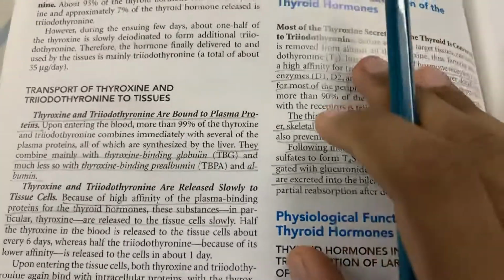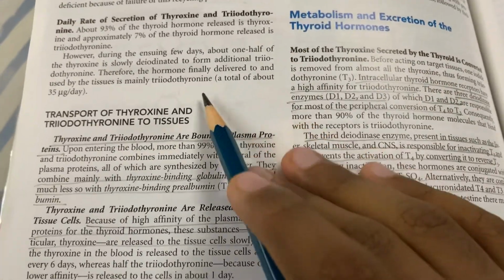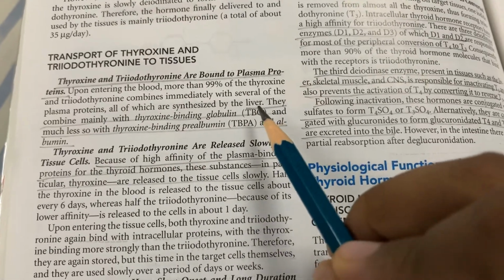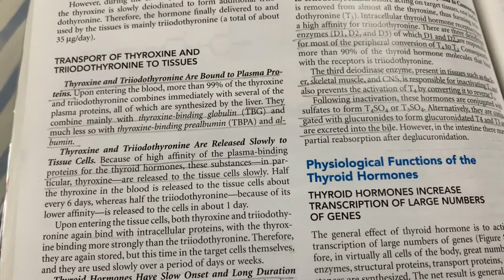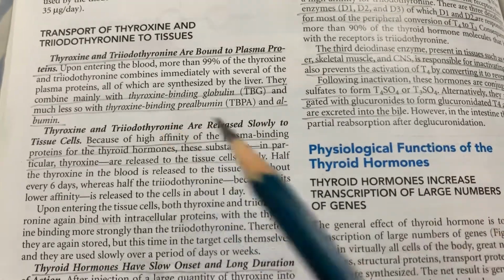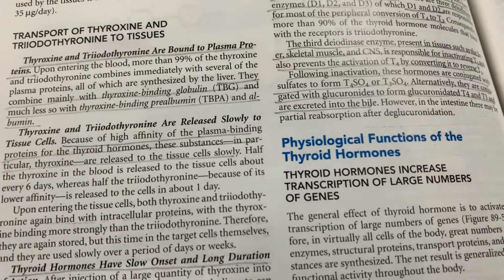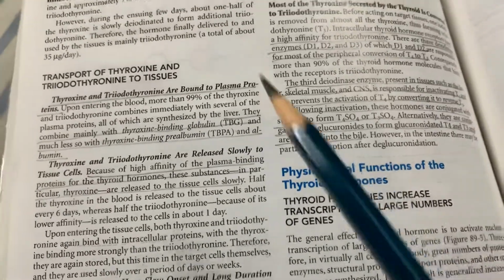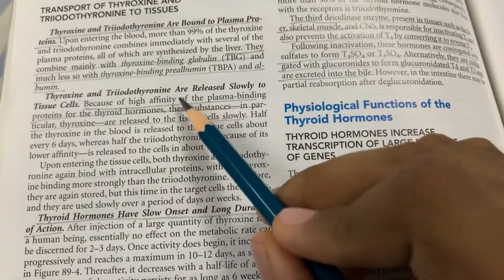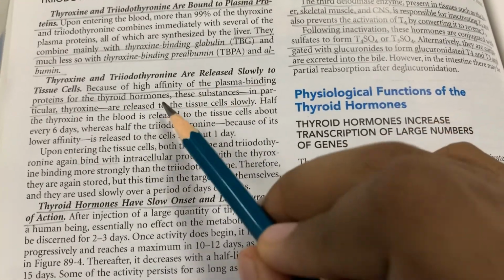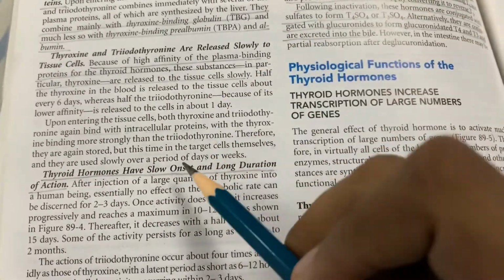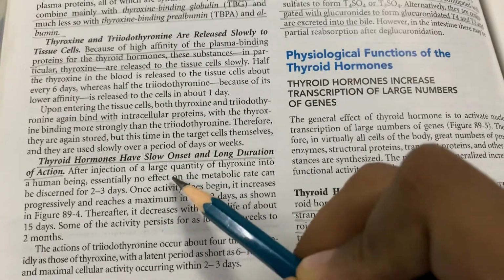And then when we talk about the transport after it has been released into the blood, they are bound to plasma proteins. All of these are synthesized in the liver, and they combine mainly with thyroxine binding globulin (TBG) and less with thyroxine binding prealbumin (TBPA) and also albumin. Thyroxine and triiodothyronine are released slowly. Okay, because of the high affinity of the plasma binding proteins for the thyroid hormones, they are released slowly. And they also have a slow onset and long duration of action.